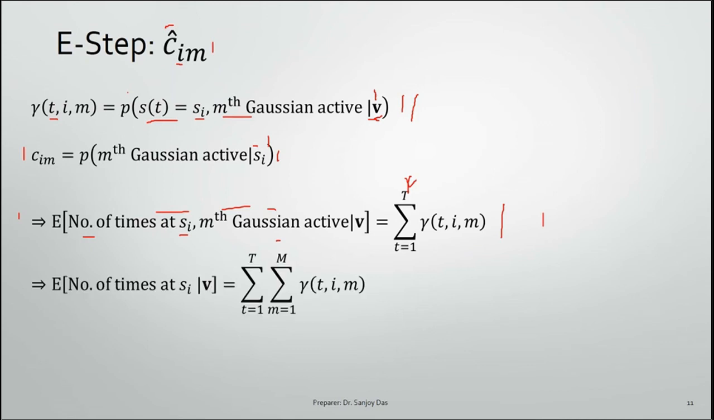Now, the expected number of times at Si given V is equal to this double summation here, t equals 1 through uppercase T, summation m equals 1 through uppercase M of gamma tim. Again, the summation trick here: what I did was I eliminated the mth Gaussian being active condition by summing over the Gaussians m.